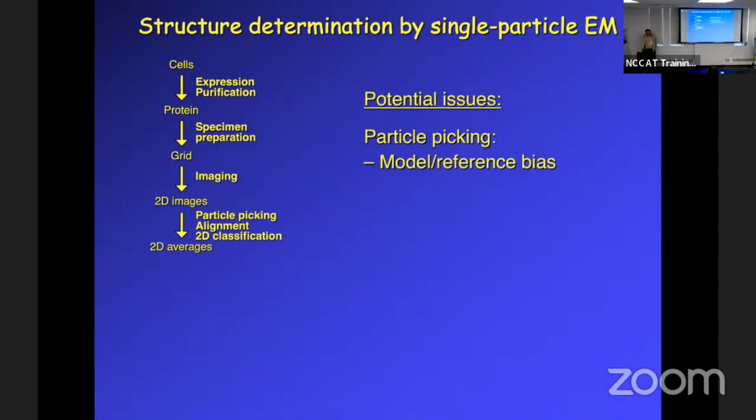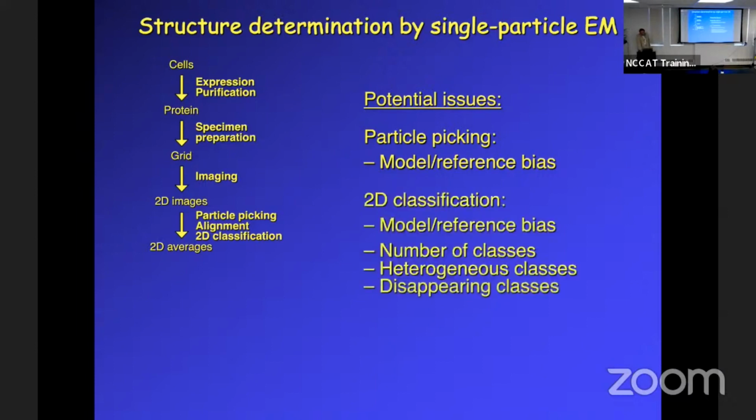how you should pick particles, because there's a real issue with model or reference bias, and I will talk about this in a second. In addition, in the olden days, also when you do 2D classification, you have model and reference bias, but in the olden days, it was also kind of difficult to figure out how many 2D classes you want to calculate. Do you want to calculate 100, 200, 500, 50, 10? So it wasn't clear how many you want to calculate.